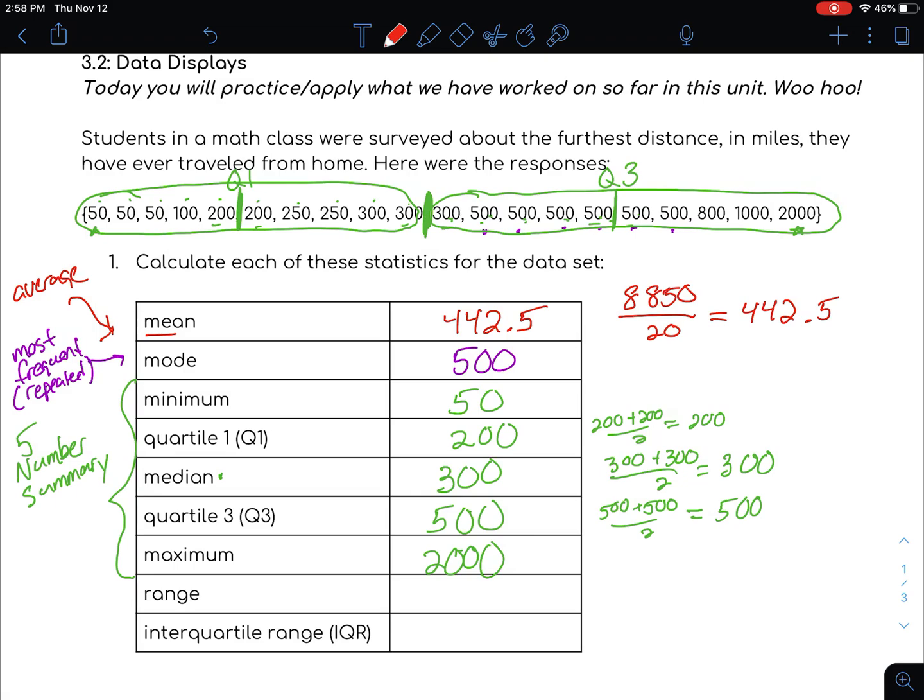Once we have that, we can make our box plot, which we'll do in a few minutes here. Let's see, the range. Remember, the range is the maximum minus the minimum. So from max to min would be equal to 2,000 minus 50, which would be 1,950. So this has a very large range of answers here that students gave about how far they had been away from home. We had a kind of an outlier there of 2,000, and then some people that had only been 50 miles away from home. So that's a large range.